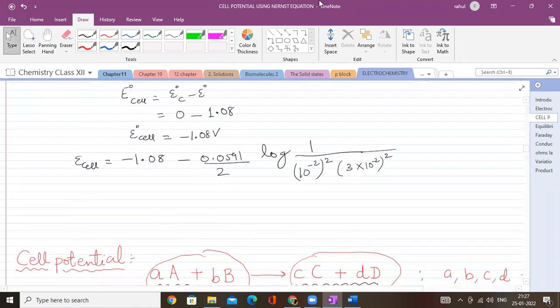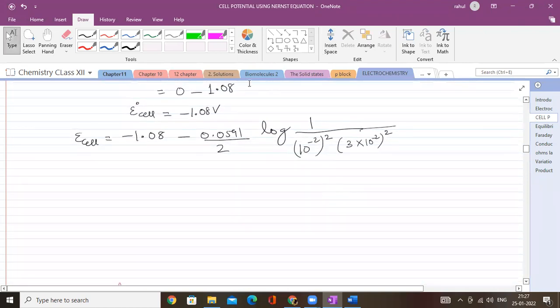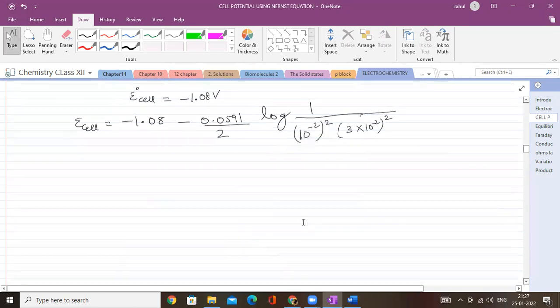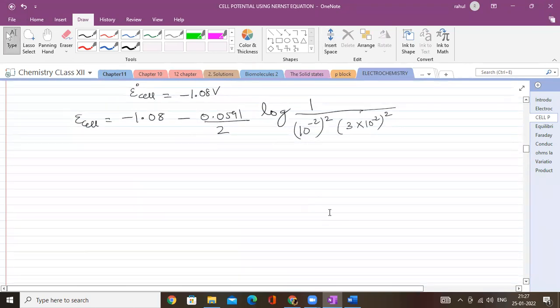Now, as I said so many times, I always emphasize that it's better to solve the term inside the log, the 3 into 10 to the power minus 2 molar expression on the right hand side, separately on the side. This is what I always used to say. So this part is 1 divided by 10 to the power minus 4 and then 9 into 10 to the power minus 4, because 3 threes are 9, and 10 to the power minus 2 squared. So I can write this as 1 over 9 into 10 to the power minus 8. This is what I can write.